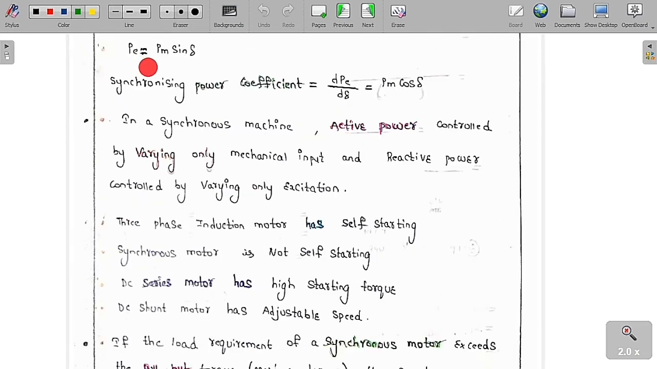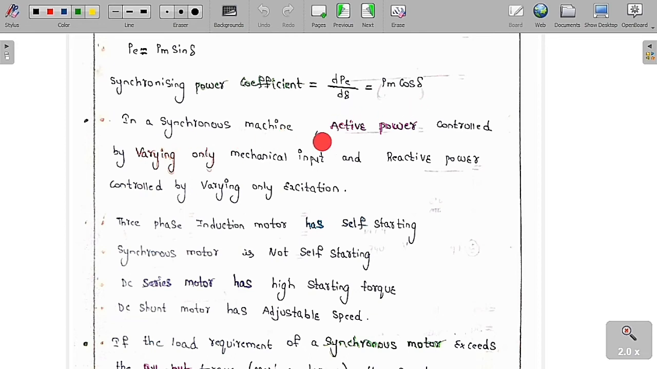I have already told you the electrical power is equal to maximum power into sine delta. It is a general expression. Synchronizing power coefficient means you have to differentiate P with respect to delta. Therefore, if we differentiate the above equation with respect to delta, we get the synchronizing power coefficient: dP by d delta is equal to Pm into cos delta.